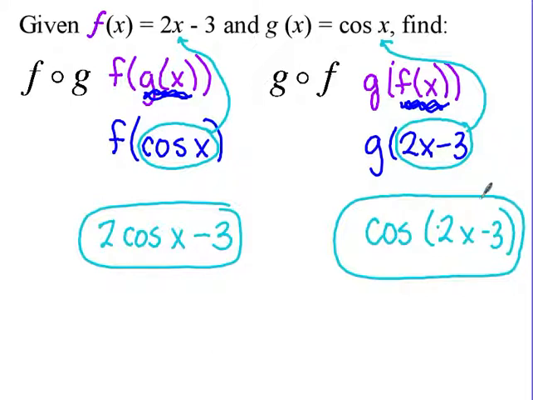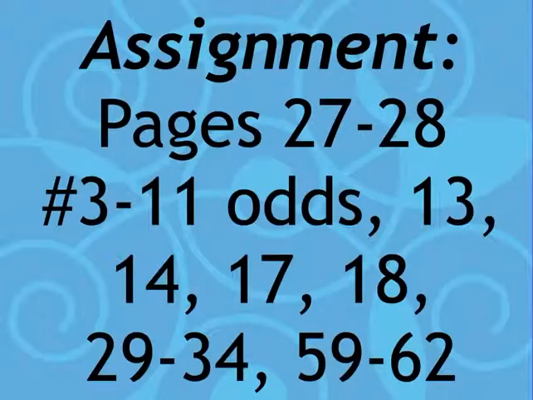Okay, so far so good? All right, here you go. This is in your next section. I need you to do 3 through 11, the odds, 13, 14, 17, 18, 29 through 34, and 59 through 62. Remember, probably do Wednesday.